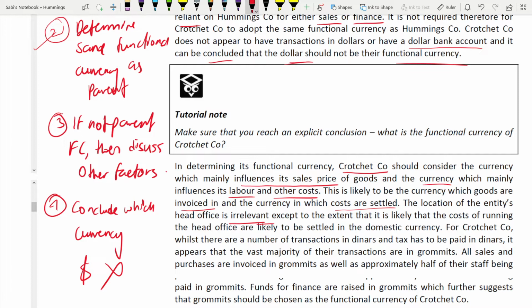Just because something is irrelevant does not mean you skip it completely and don't even mention it. Because they told Dinar, it is irrelevant. The head office could be anywhere. It could use any currency. That currency does not determine your functional currency.